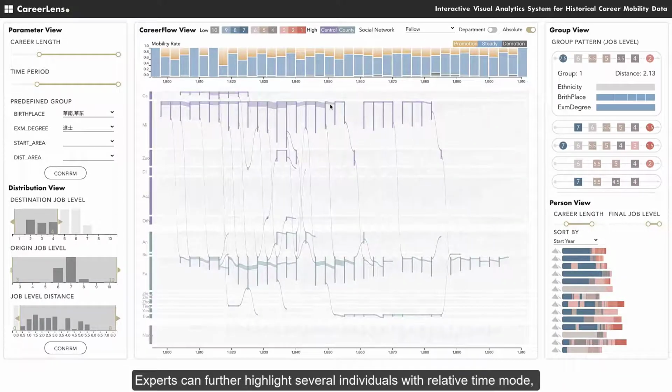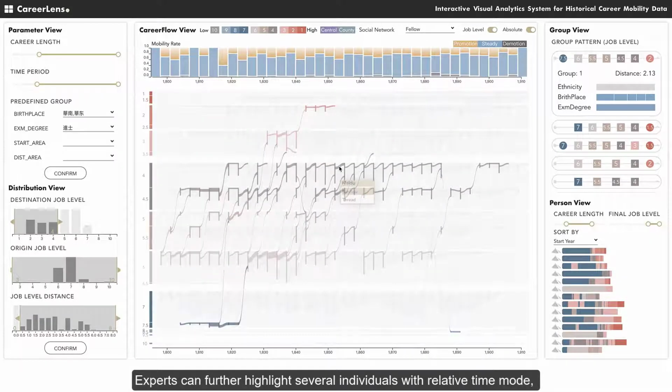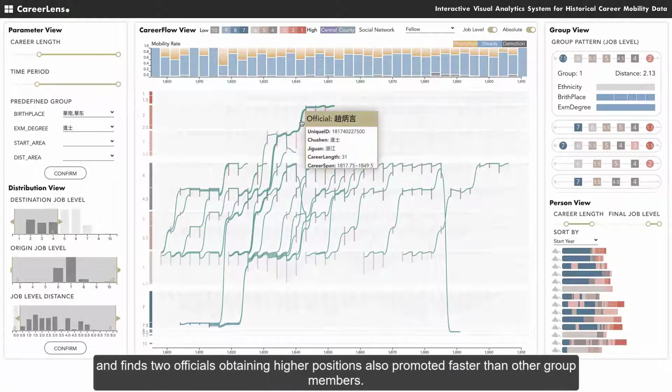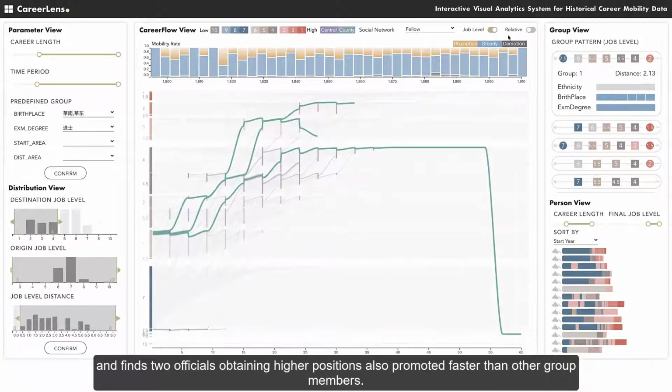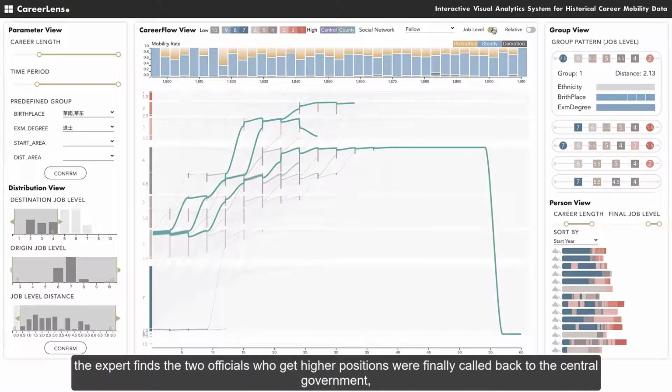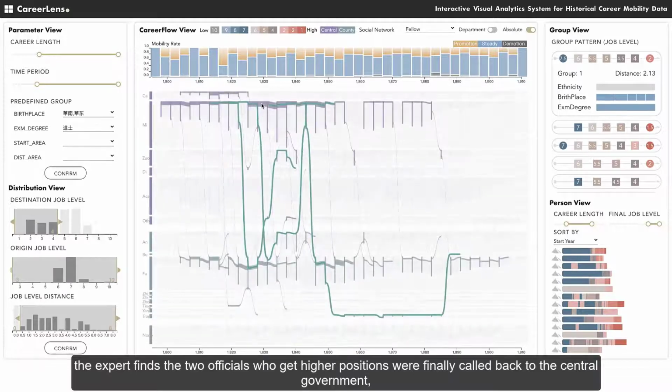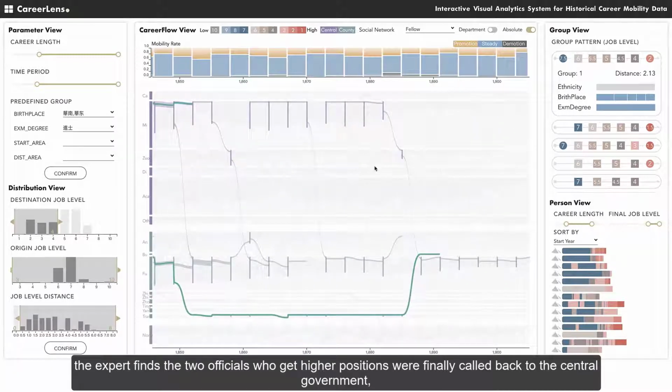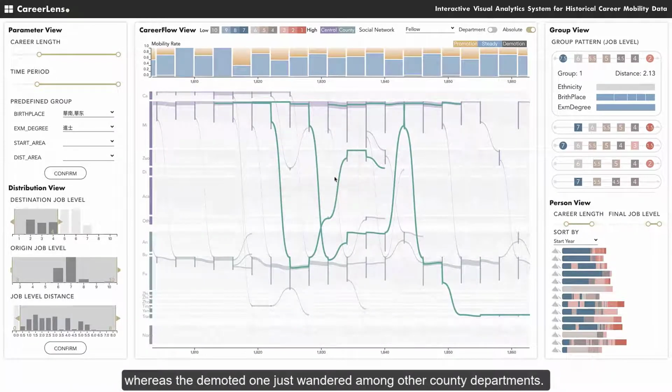Experts can further highlight several individuals with relative time mode and find 2 officials obtaining higher positions also promoted faster than other group members. Switching to the department mode, the expert finds the 2 officials who got higher positions were finally called back to the central government, whereas the demoted one just wandered among other county departments.